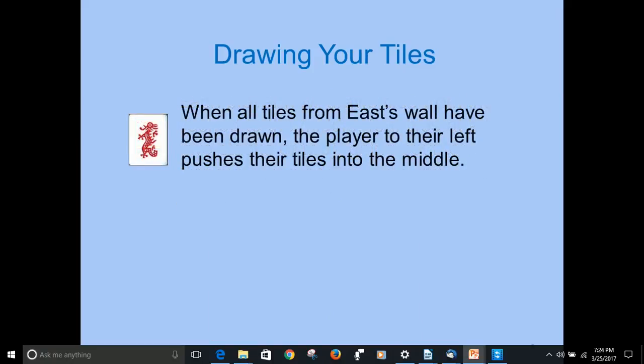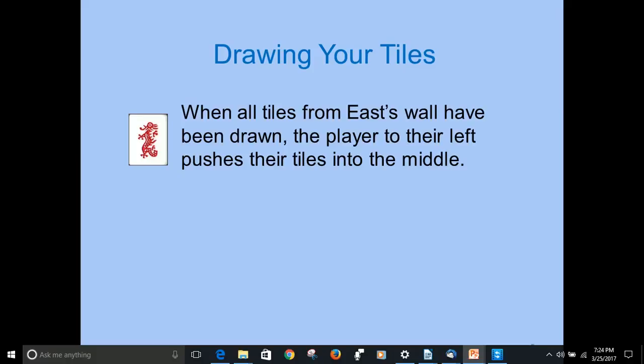If, in the course of this process, all of the tiles from East's wall are drawn, then the person to the left of East, that is the person clockwise around the table from East, pushes their wall into the middle. This person pushes all their wall. They do not have to roll the dice and remove tiles as East had done previously.